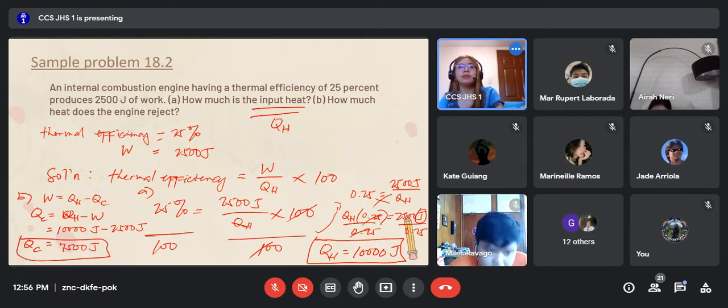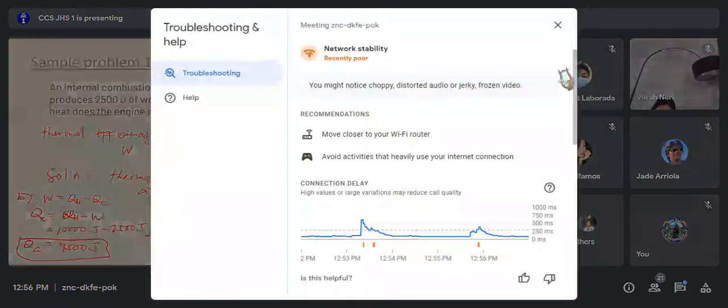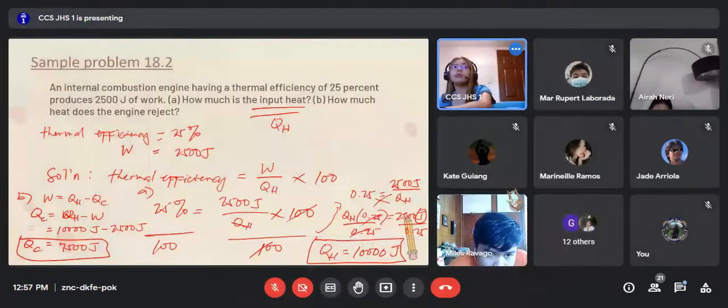Okay, question. Kindly screenshot 1, 2, 3, 4, 5, 5, 4, 3, 2, 1. Okay, let's proceed to another sample problem.